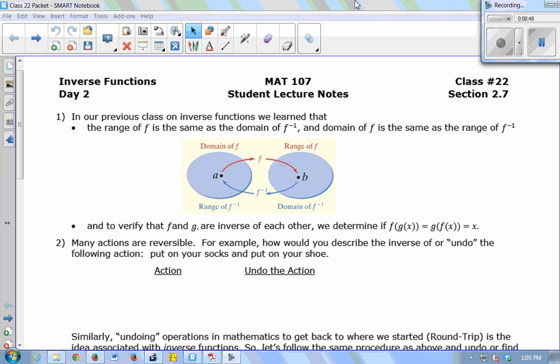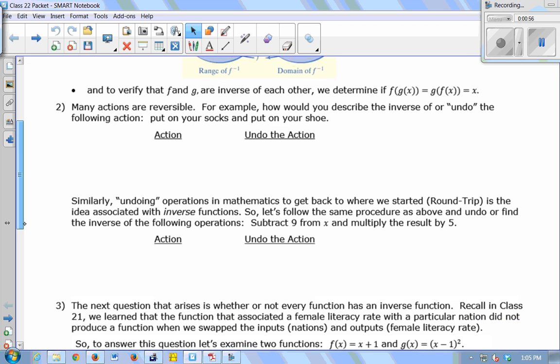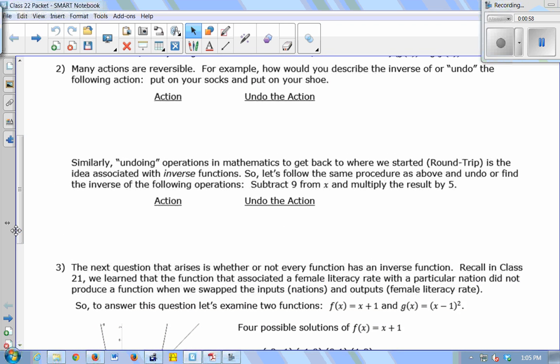Right, and to verify that f and g are inverses of each other, you take the composition of the two functions and you should get x. Right, so many actions are reversible. For example, how would you describe the inverse or the undo of put on your socks and then put on your shoes? How do you undo that? Take off your shoes, then take off your socks, right? So many actions can be undone.